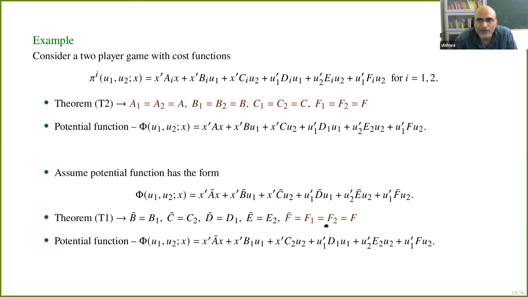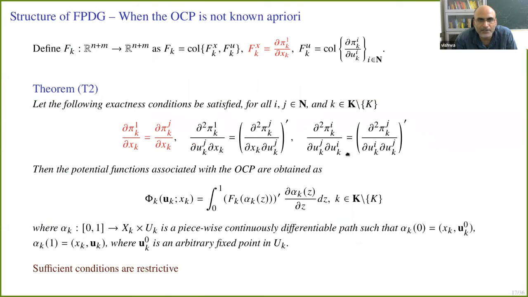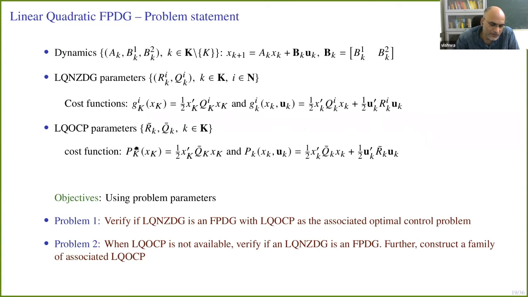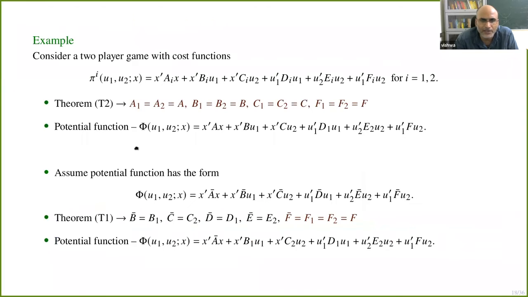So this demonstrates that these exactness conditions are very restrictive, because here x is also treated as a decision variable, but x is a parameter. It is not a decision. Now it gives some idea that maybe it is better to look at classes of games where we already have some idea about the functional forms of the value functions. And maybe it's possible to generate sufficient conditions or enlarge the classes of different games.